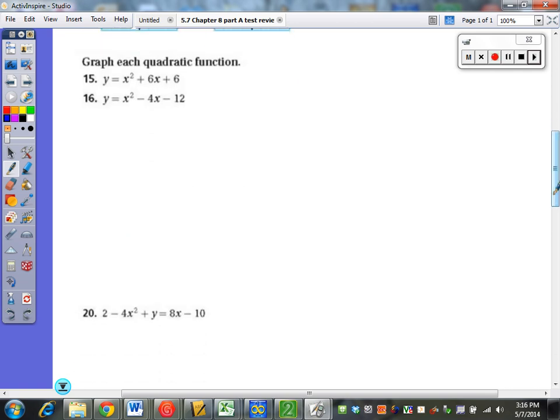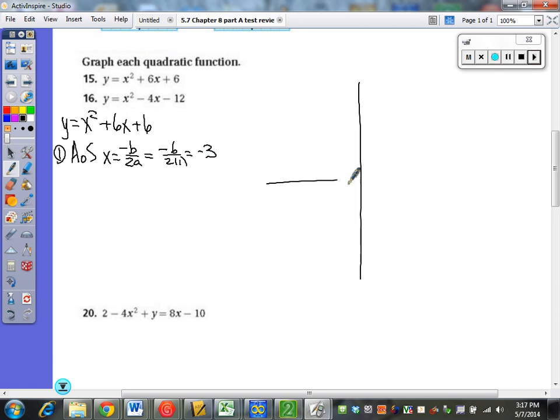So graphing these quadratics. If we go ahead and look at number 15 first. We have y equals x squared plus 6x plus 6. So the first thing I want to do is get my axis of symmetry. Okay? Which is x equals -b over 2a. So in this case, we have -6 over 2 times 1, which gives me -3. So we have a graph here, and we have an axis of symmetry at x equals -3. Okay?